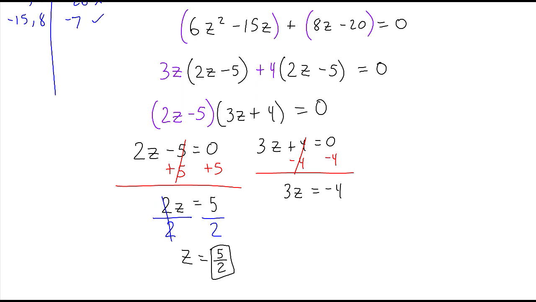3z equals negative 4. 3 and z are factors. I can remove the 3 factor by dividing both sides by 3. z equals negative 4 over 3. So there we go. 5 over 2 and negative 4 over 3 are my solutions.